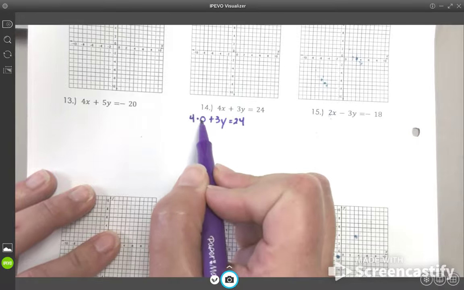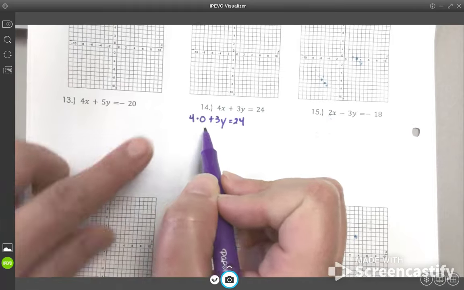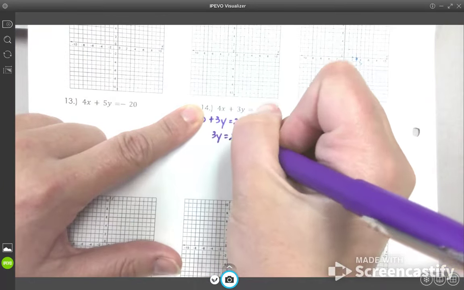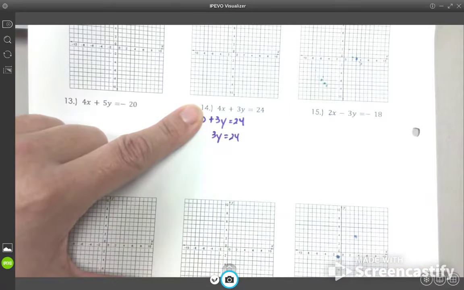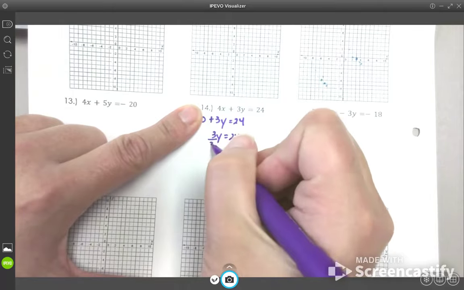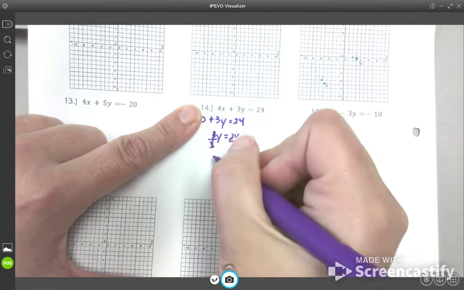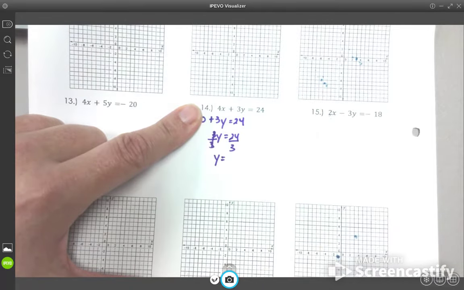If I plug in 0, what's anything times 0? 0. So that essentially just cancels out. Not that you have to rewrite it, but really all that you have left is this tiny mini equation. When I divide to solve for y, just like we did at the end of the last unit, what would my y variable be when I do 24 divided by 3?